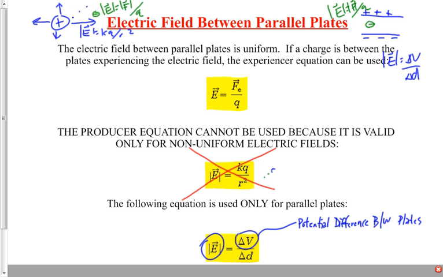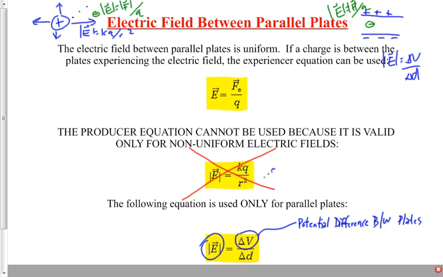So what does the potential difference between the plates mean? Well, it relates to the energy. It's not energy, but it's related to the energy, and that's good enough for us right now. It's the energy of one plate as compared to the energy of the other plate. The potential difference is related to the energy between the plates.